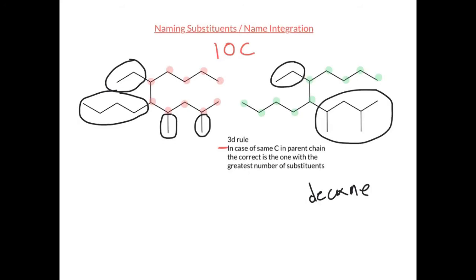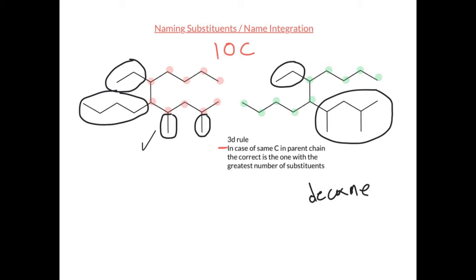Let's see now how we name structures that have the same number of carbons but have different substitution. In the structure we have on the left, we have 10 carbons in the parent chain and 4 substituents, while in the one on the right we have again the same number of carbons but we have only 2 substituents. In that case, the rule says that the correct structure will be the one that has the highest number of substitutions, which means that one in our case.